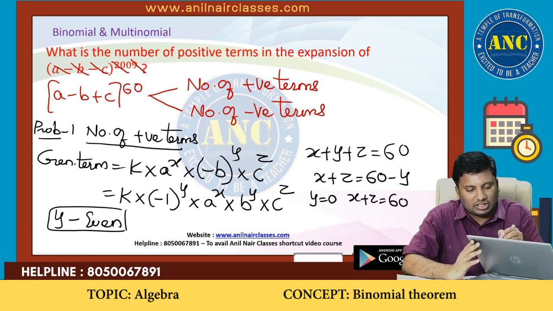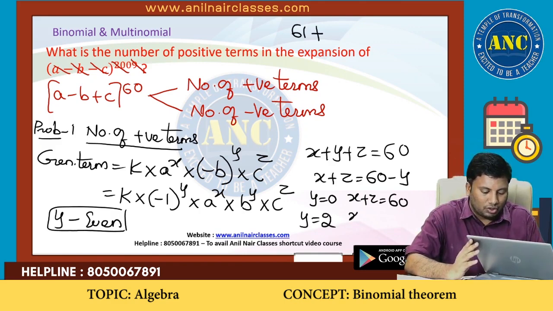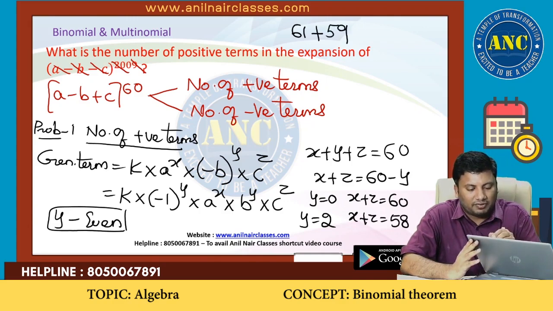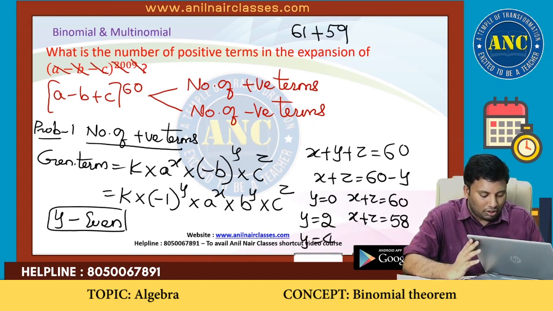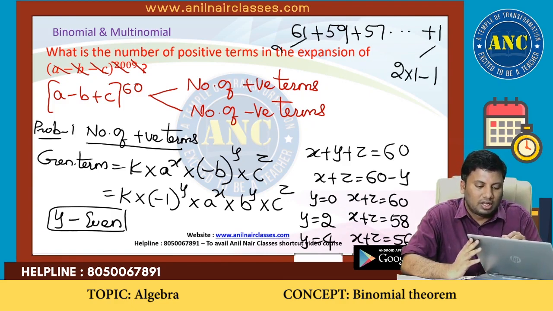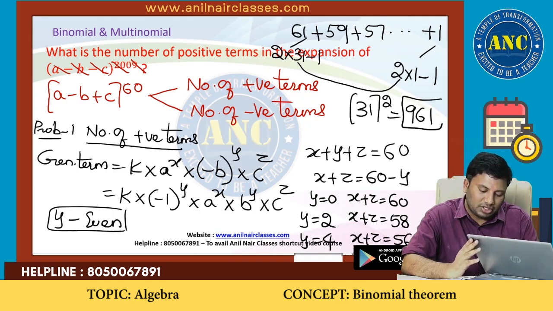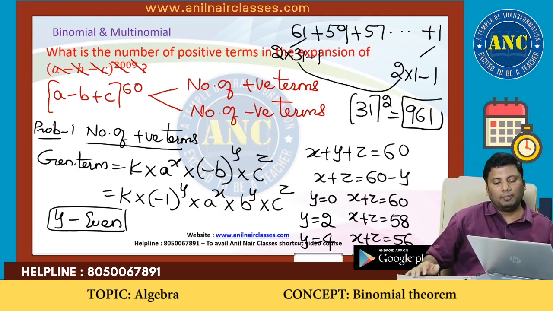60 plus 2, 62. First answer is 61. Y is an even number. Y equals 2. X plus z equals 58. 58 gives 59. Y is 4. X plus z is nothing but 56, which gives 57, and so on up to 1. These are nothing but 2 into 1 minus 1, 2 into 31 minus 1. From 1 to 31, 31 odd numbers I am adding. Number of positive terms will be 961.